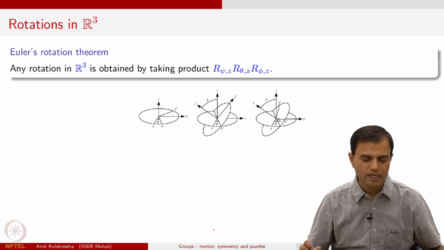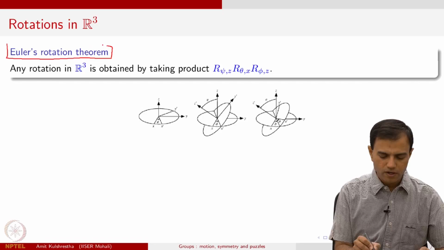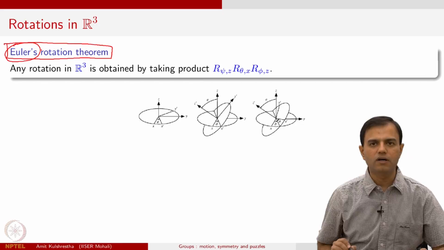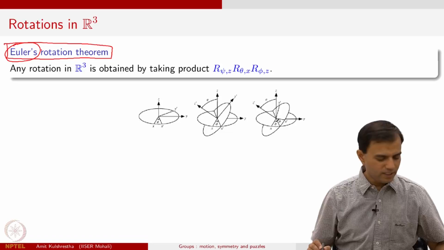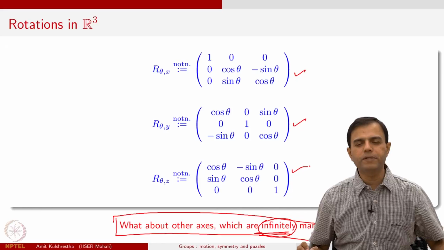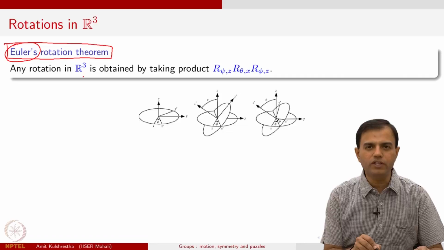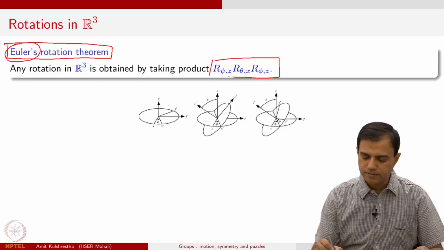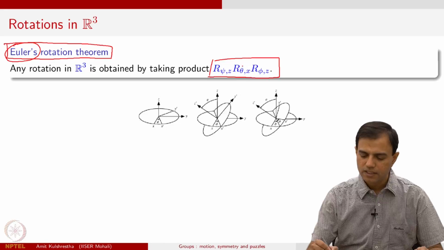Okay, so here is a theorem which is attributed to the famous 18th century mathematician Euler, and which says that you can combine these basic rotations in order to obtain any other rotation. So what it says is that any rotation in R3 can be obtained by considering this composition: some rotation about the z axis, some rotation about the x axis, and again some rotation about the same z axis.